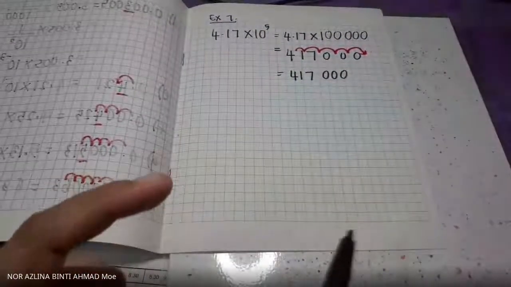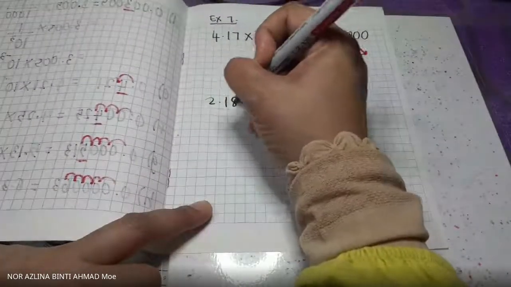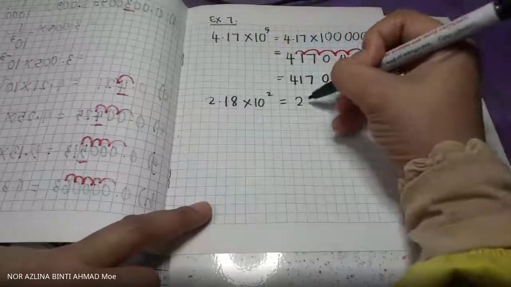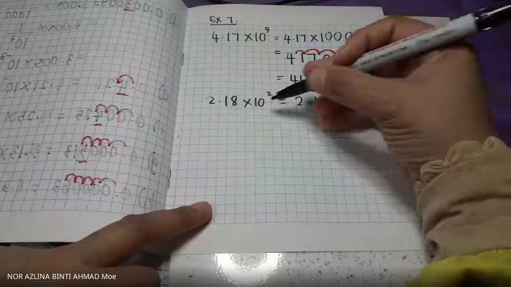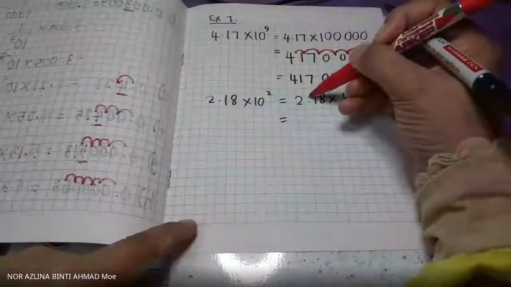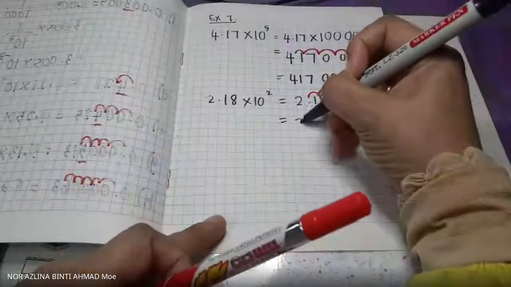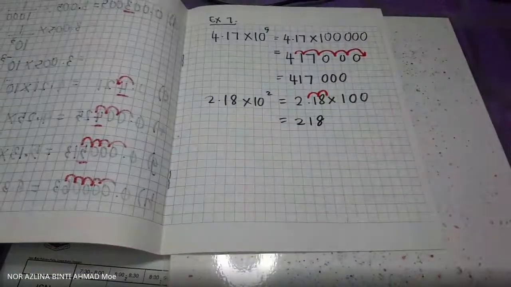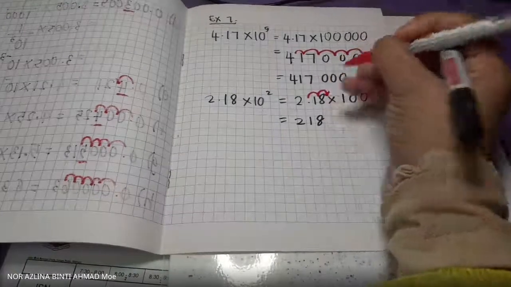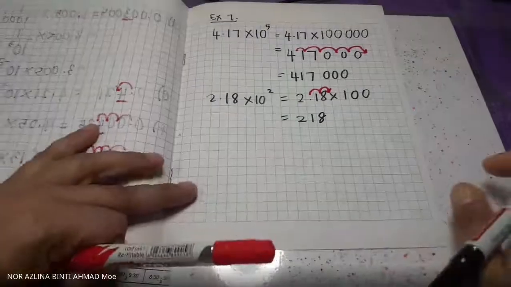Another question. Another example. 2.18 multiply 10 to the power of 2. 10 to the power of 2 is 100, so we change to a single number. 2.18 times 100 is 218. Final answer is 218. Multiply, we move to the right. Okay, next.